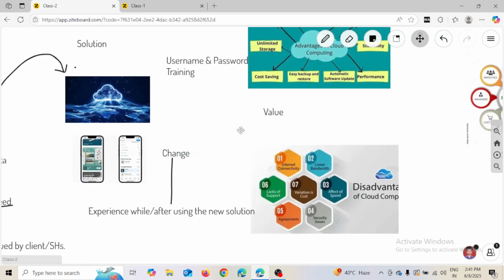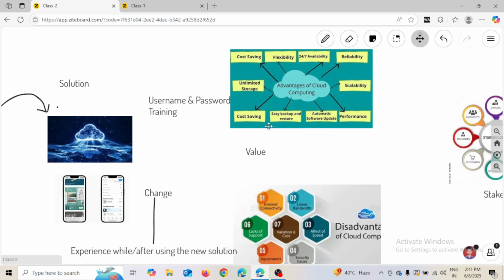Now, what do we understand by the value? What values and benefits will the staff experience after implementing this solution? As you can see here, better efficiency, password protected, large data can be managed easily. These are some examples, like you can see also here: cost saving, flexibility, 24/7 availability, reliability, unlimited storage. Yeah, this is not unlimited storage, you have to pay for it, right? Easy backups, yeah, certainly you have to create backups for the same.